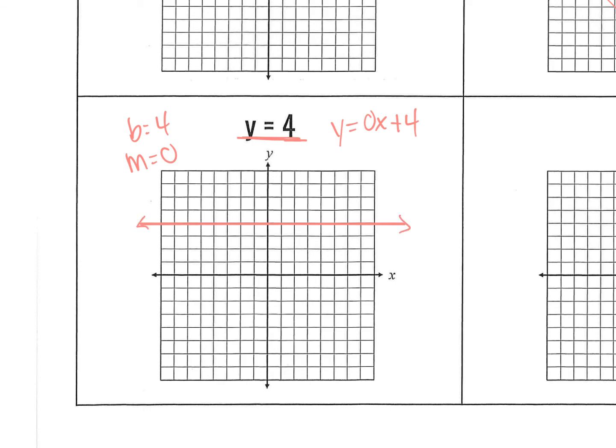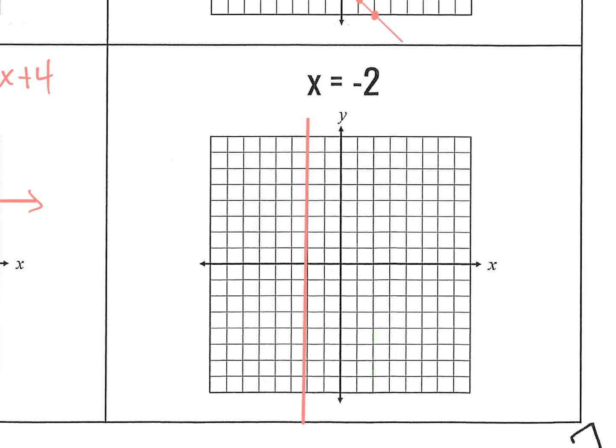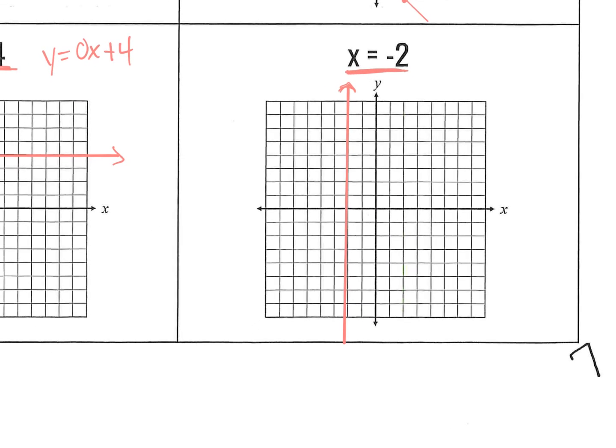So that's it. This one over here, we have x equals -2. Again, the x always has to be -2. So there is no slope for this one at all because it's not even in slope-intercept form. And you have an x of -2. So you're going to draw your line up and down through -2 because there is no slope. There is no y-intercept. It's literally just every point is going to have -2 as an x, which means it has to go up and down through -2 on your grid.